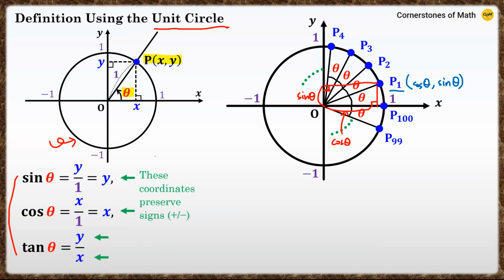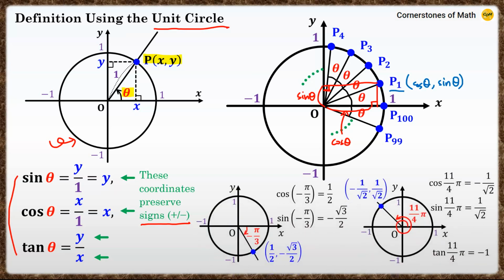The important thing here is that these coordinates x and y preserve their signs, which means that whenever they are on the positive side of the axis, we use positive values, and when they are on the negative side of the axis, we use negative values. In this way, we can calculate the values of trigonometric functions for basically any general angle theta, as illustrated in these examples.